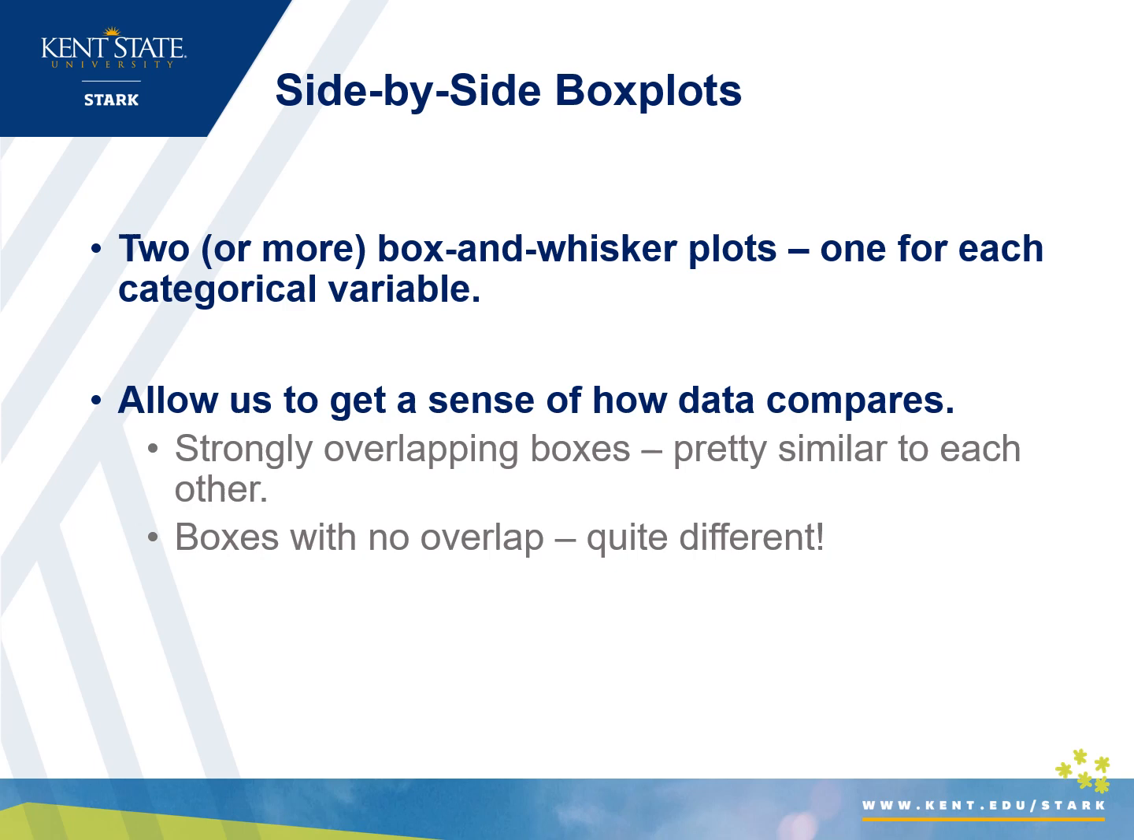So let's start with side-by-side box plots. A side-by-side box plot allows us to see how the data for each category compares with other categories. For example, if there's a lot of overlap in the boxes, that tells us that most of the data is pretty similar. However, if the boxes do not overlap at all, that tells us that there is no overlap in the middle half of values for the quantitative variable for one category versus another category.